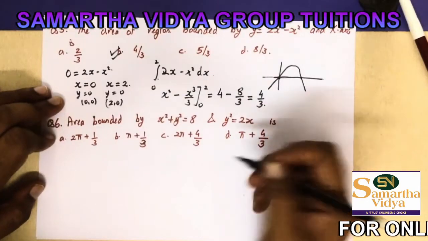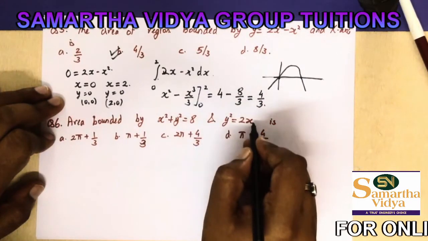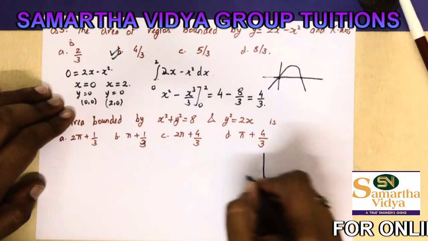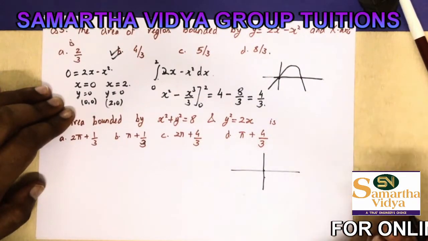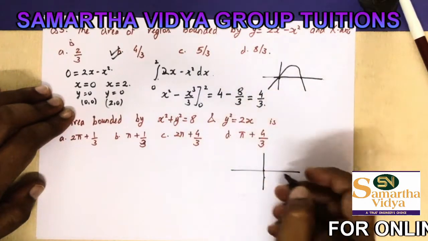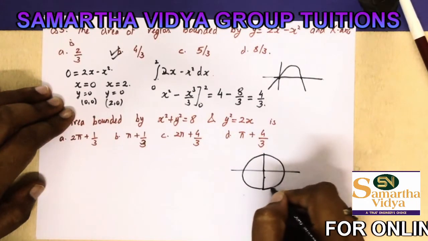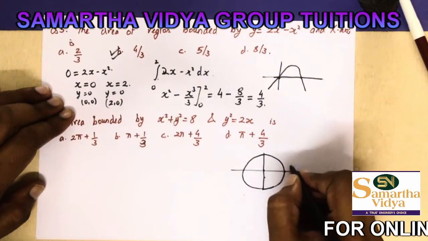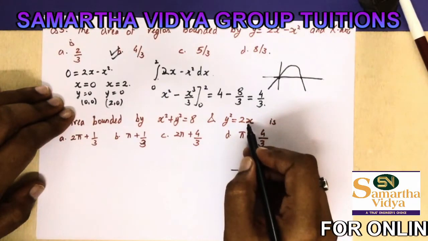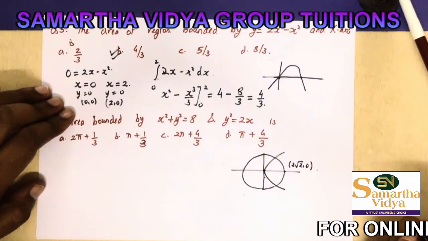Moving ahead to the next one, we have the area bounded by x square plus y square is equal to 8 and y square is equal to 2x. You know x square plus y square is nothing but a circle with the center at origin, and the radius is root of 8, which is 2 root 2. So this point is nothing but 2 root 2 comma 0. And y square is equal to 2x is another curve which is nothing but your parabola. So this is that parabola.